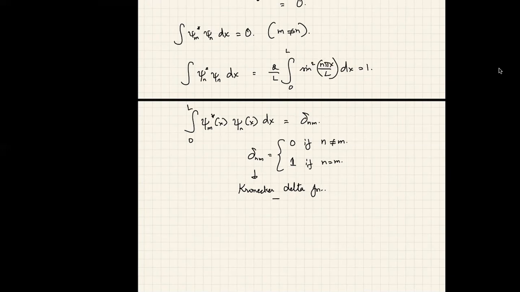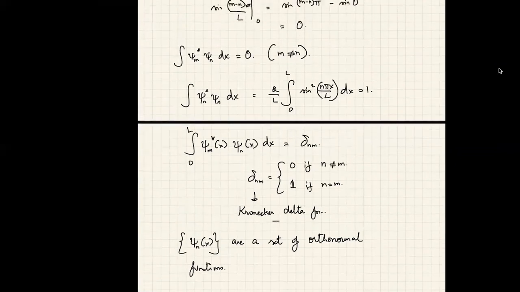So the fact that these functions psi n of x, for various values of n, are a set of orthonormal functions means they are orthogonal and normalized to unity. If both are satisfied, it is called an orthonormal set of functions. Orthogonal means the integral of psi m star psi n is 0 if m is not equal to n. Normalized to unity means the integral of psi n star psi n is equal to 1.